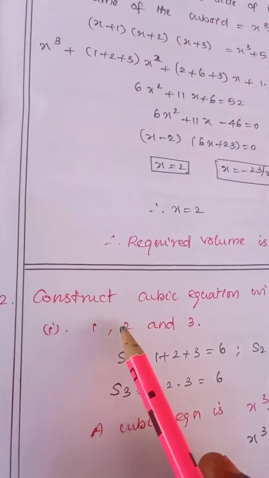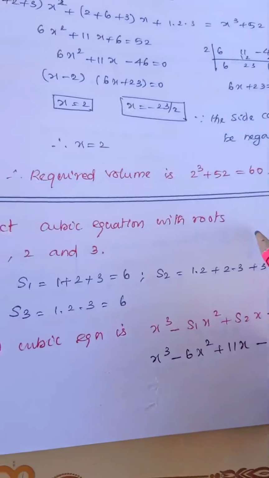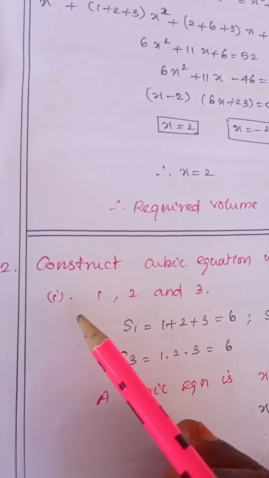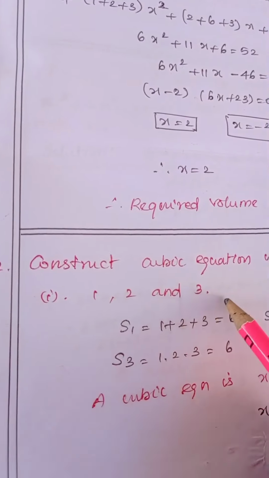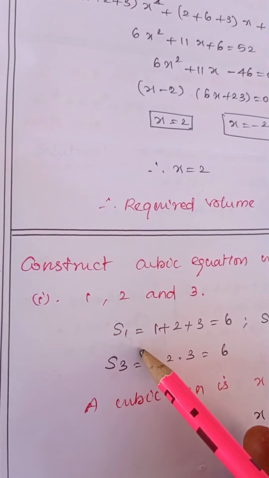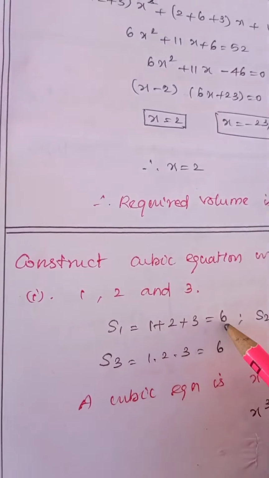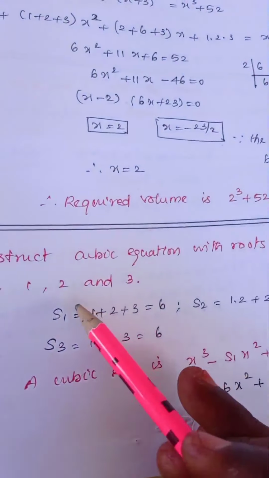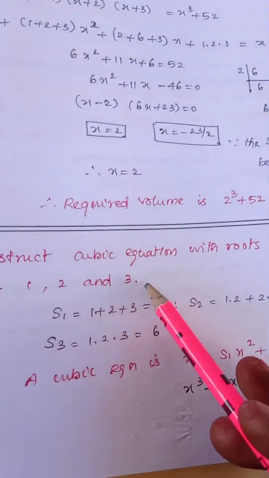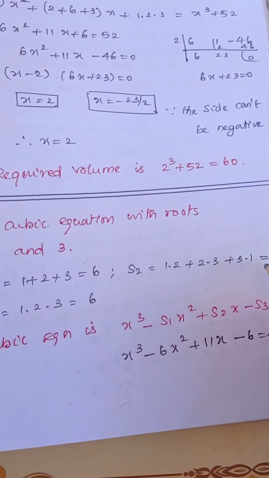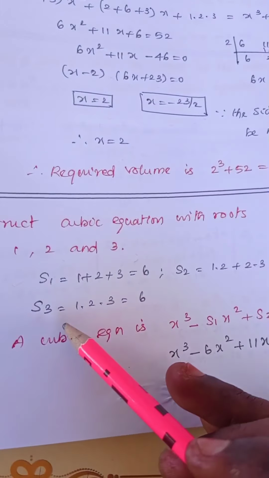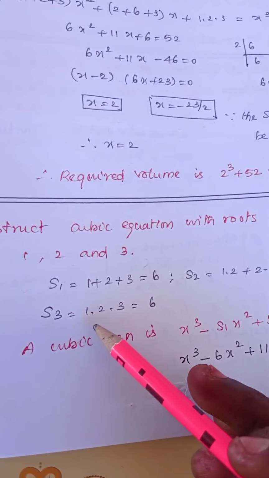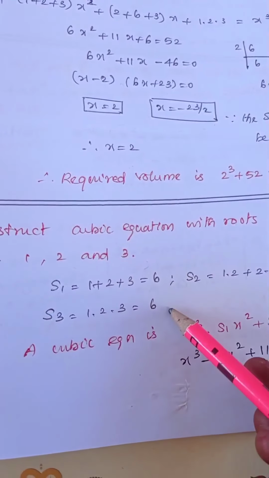Question number 2. Construct the cubic equation with roots given. First subdivision is 1, 2 and 3. So S1, the sum of the roots, is 1 + 2 + 3 = 6. S2, the sum of the products of the roots taken two at a time: 1 × 2 is 2, 2 × 3 is 6, 1 × 3 is 3, which is equal to 11. Then S3, the product of the roots, is 1 × 2 × 3 = 6.